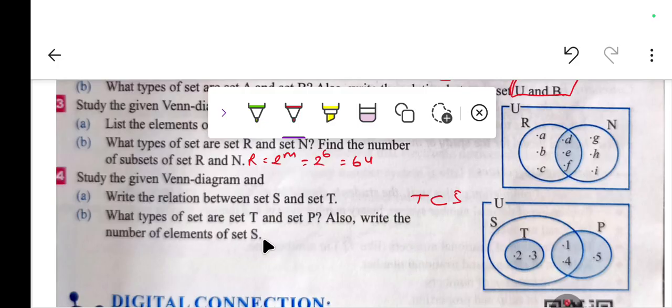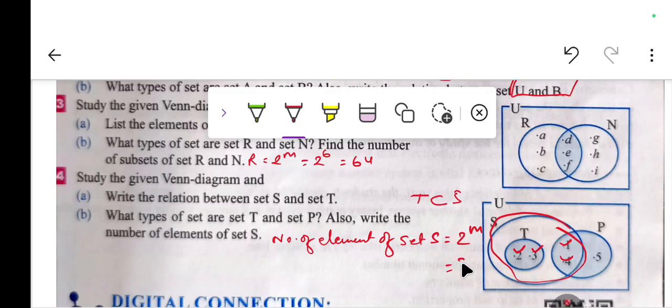Write the number of elements of set S. The number of subsets of set S is equal to 2 to the power m. In set S, how many elements are there? 1, 2, 3, 4. They are all in set S over here. So 2 to the power 4 gives us 16. If you find out its possible subsets, you will get 16 subsets of set S.